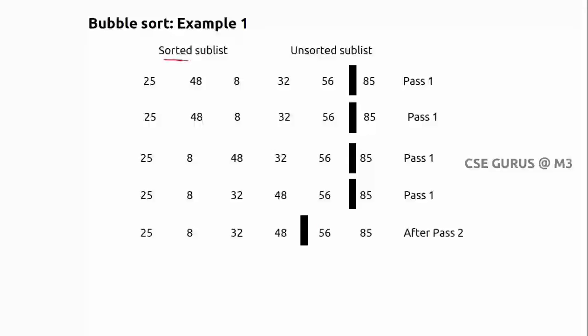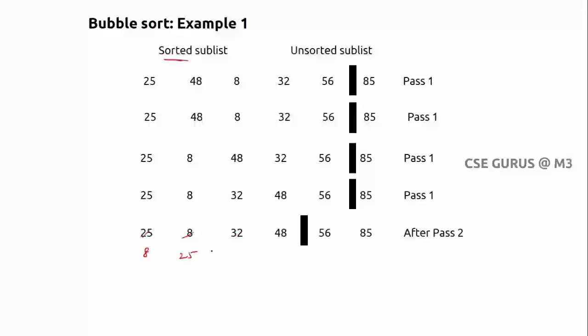Next we need to take only 4 elements. See, after every pass, after pass 2, 2 elements are over like this. So for the next pass, you need to consider like this. If I go with the next pass, 25 and 8, are they in proper order? No. 25 is not less than 8, so it will become 8 and 25.